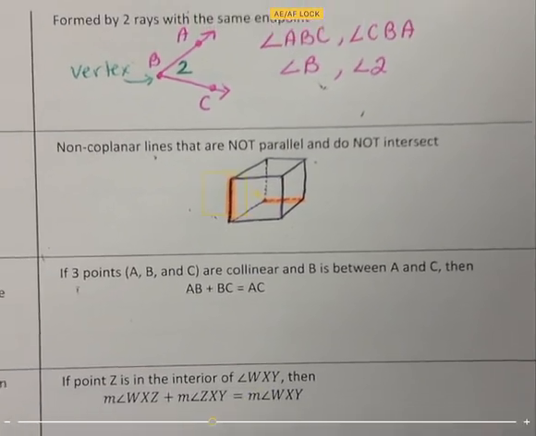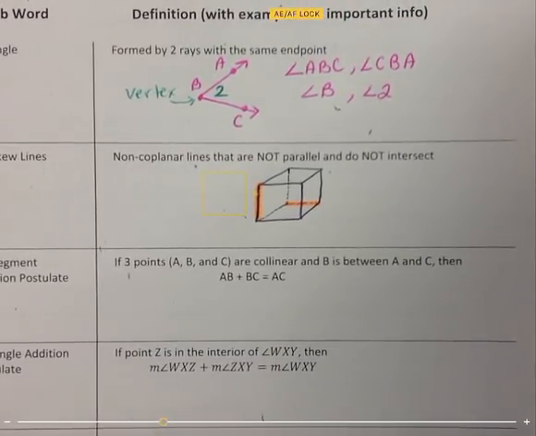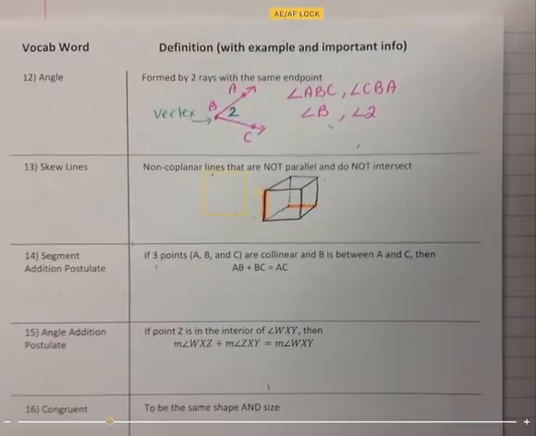So skew lines, again, never intersect, and they also are not parallel. That's one of the reasons why they are non-coplanar.